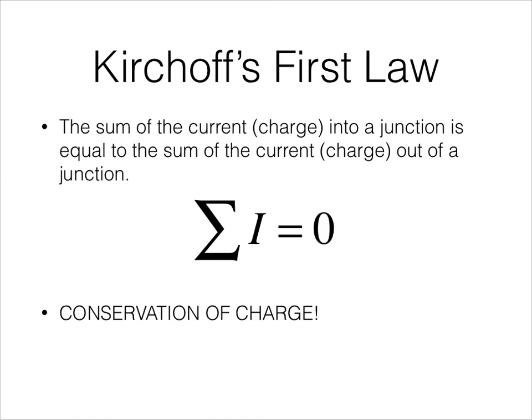All right, so this one says the sum of the current into a junction is equal to the sum of the current out of a junction. Okay, so basically, here we go. I got a junction. I've got some current flowing in, I've got some other current flowing in, I've got some current flowing out, and I've got some current flowing out. So this is I1, this is I2, this is I3, this is I4. So basically it's saying whatever comes in to this junction, that wire where they cross, whatever comes in has got to go out somewhere, okay?